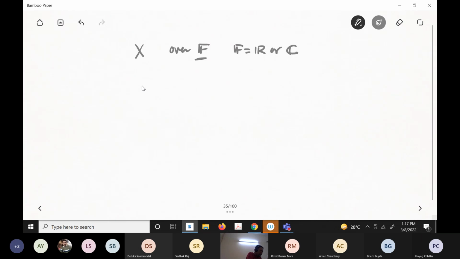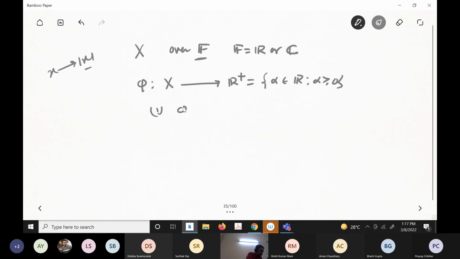Now look, suppose I have a function phi from X to R plus, where R plus means non-negative reals. Remember that mod x is a non-negative function, so I am already saying this. Suppose, first, phi of x is 0 if and only if x is 0. Here x is the zero vector, and this is the scalar 0.